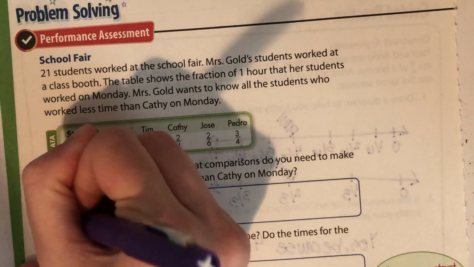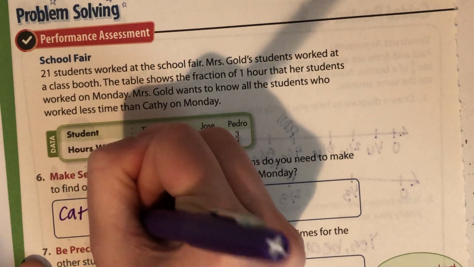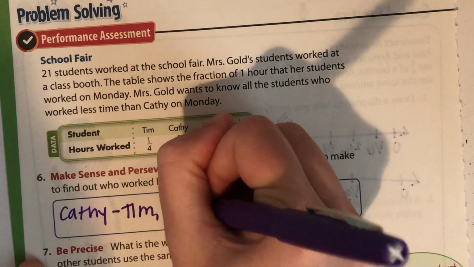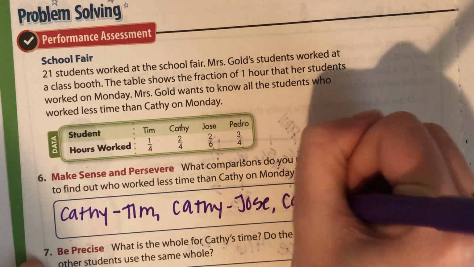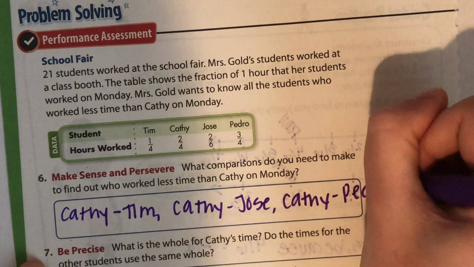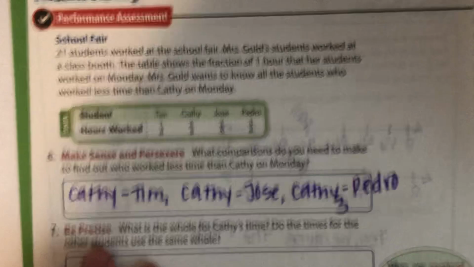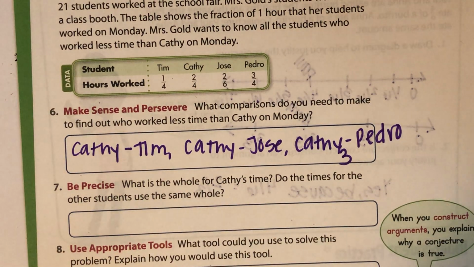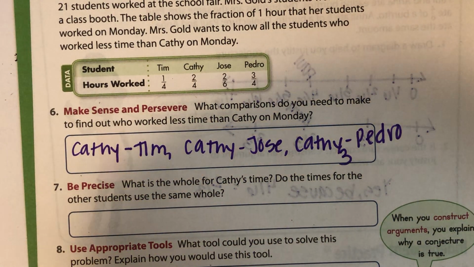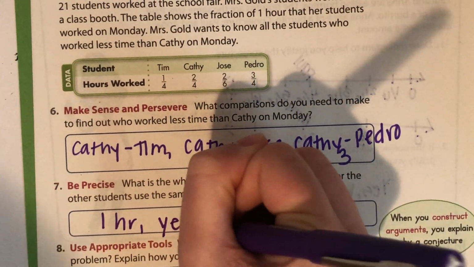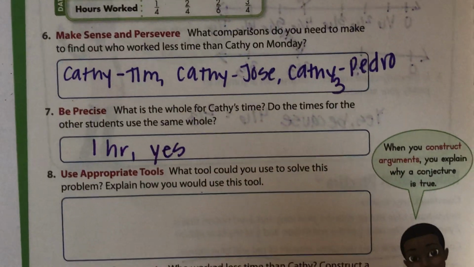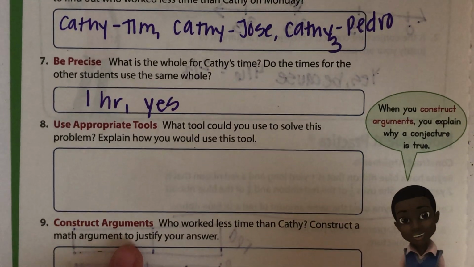We need to compare Kathy and Tim. We need to compare Kathy and Jose, and we need to compare Kathy and Pedro. Okay, we need to do 3 different ones. What is the whole for Kathy's time, and do the times of the other students use the same whole? Okay, her whole for her time is 1 hour. And yes, okay. What could you use to solve this problem? I want you to figure that out.